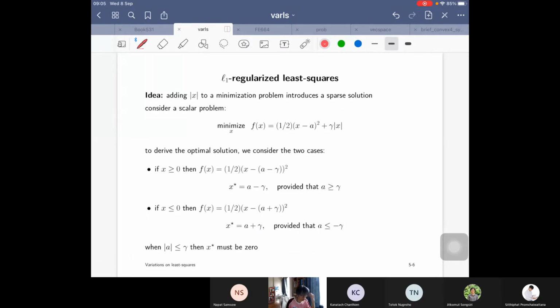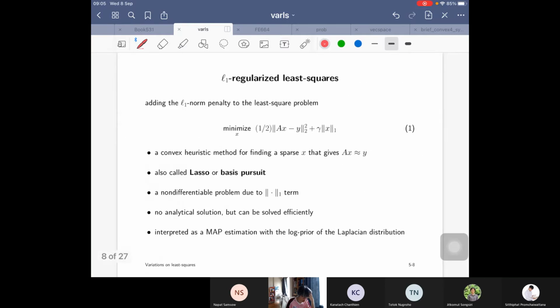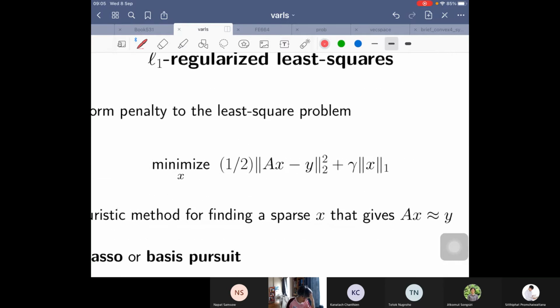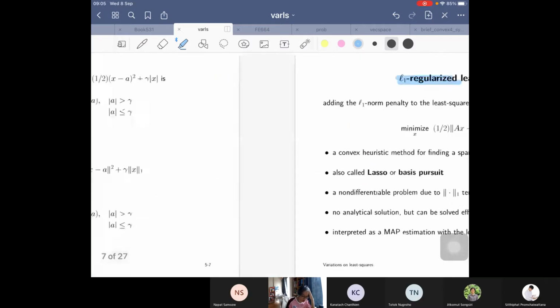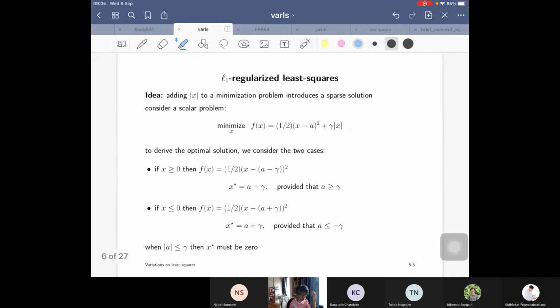Next, the second one. Let me skip to this problem statement. If you add the one norm in the cost objective instead of the two norm, this is called L1-regularized least squares. I would like to go back to some basic motivation of why we use the L1 norm in the least squares objective.